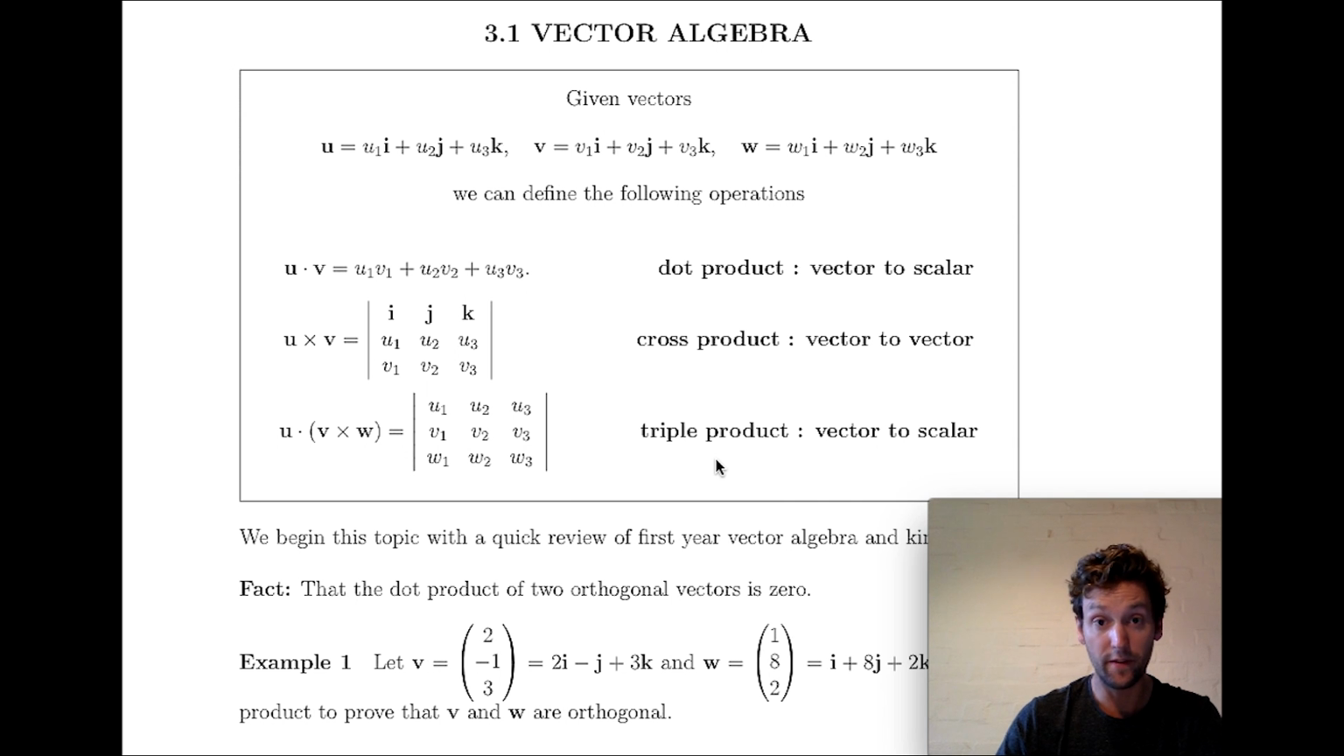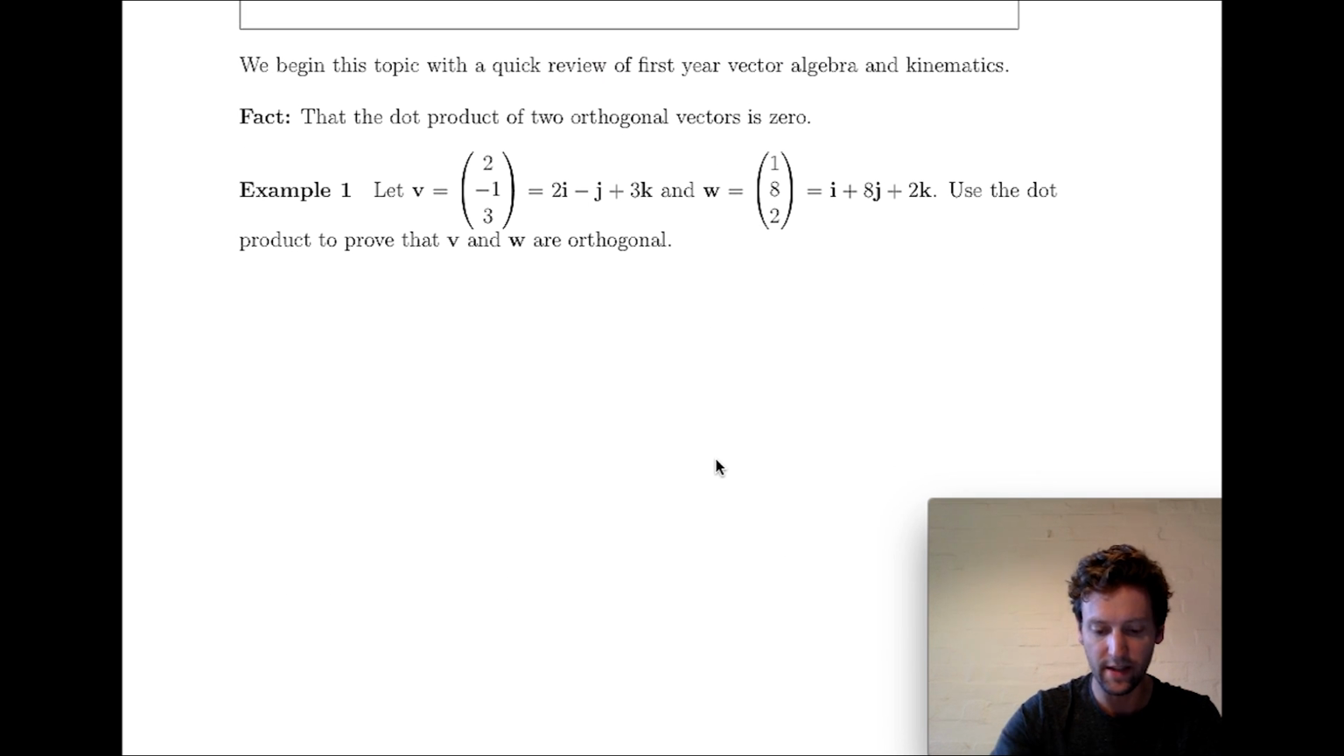Let's start off with a couple of facts that you'll remember from your previous courses. First fact is that the dot product of two orthogonal vectors is 0. Let's take a look at an example of that.